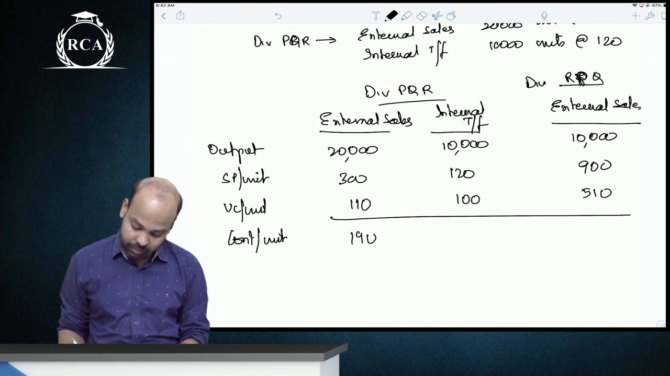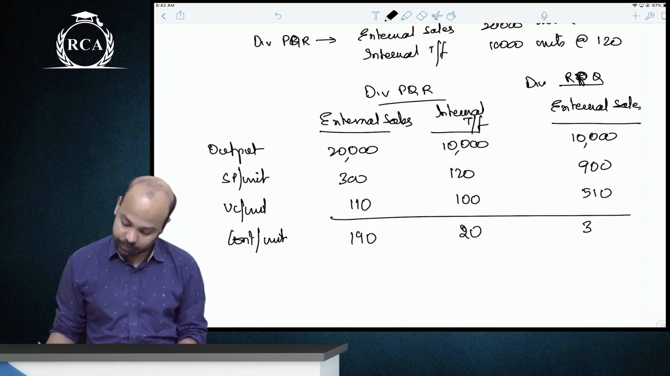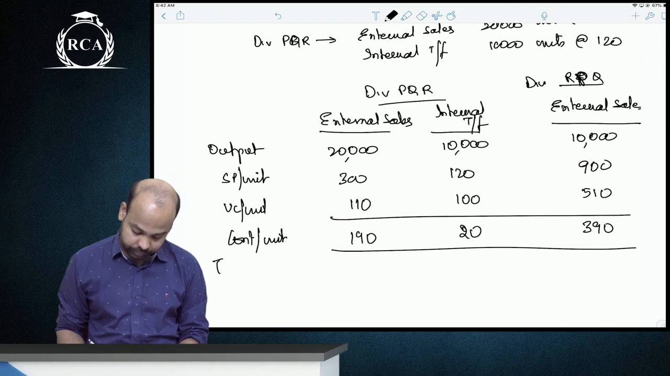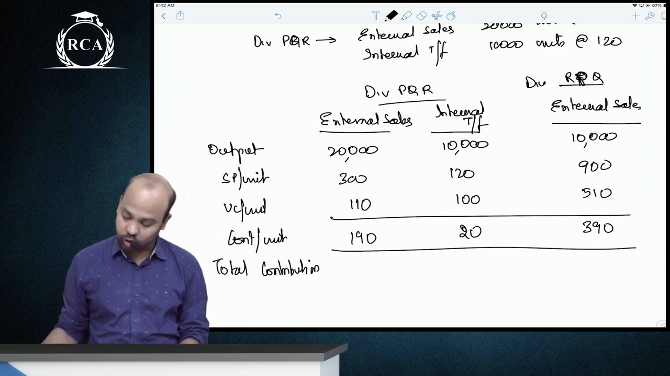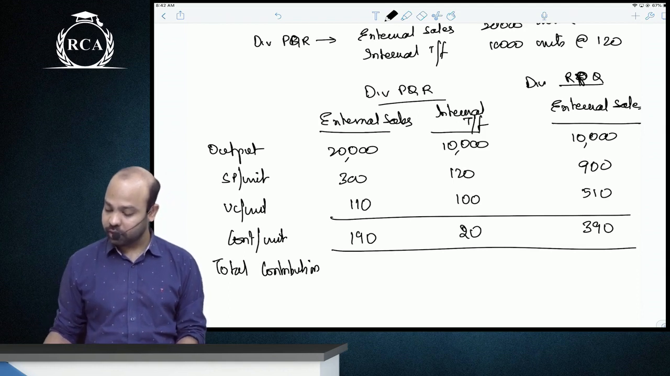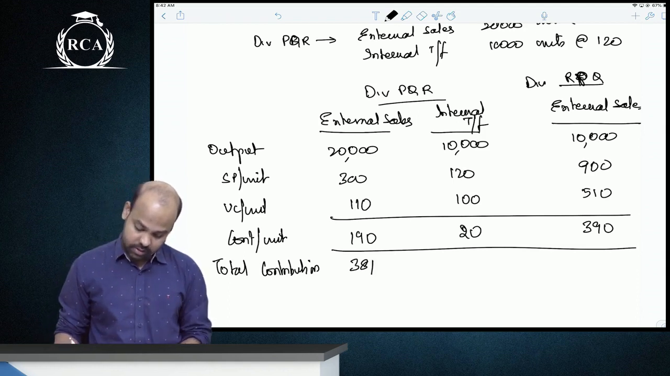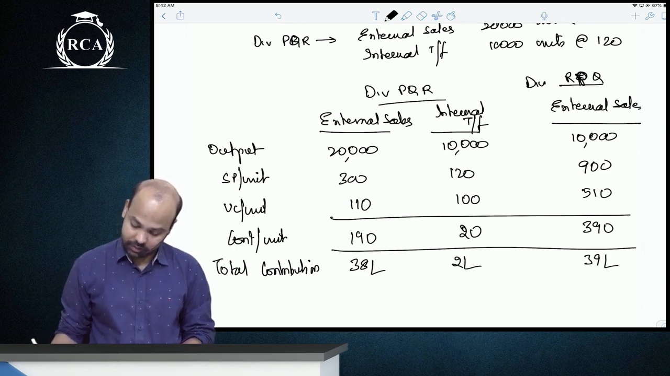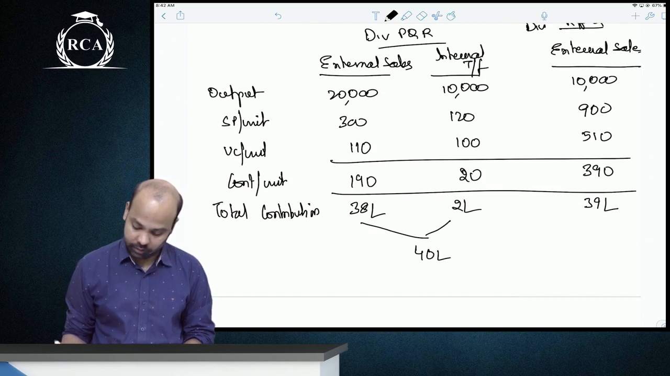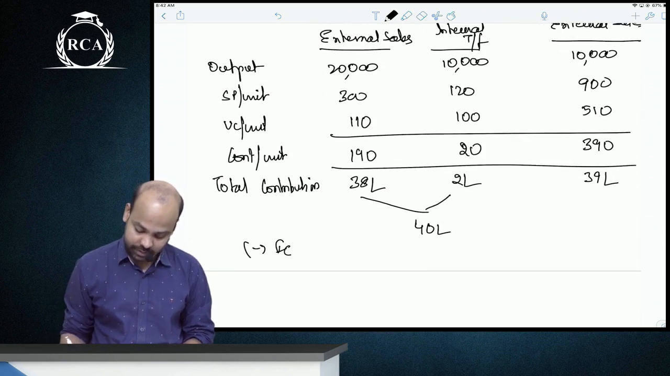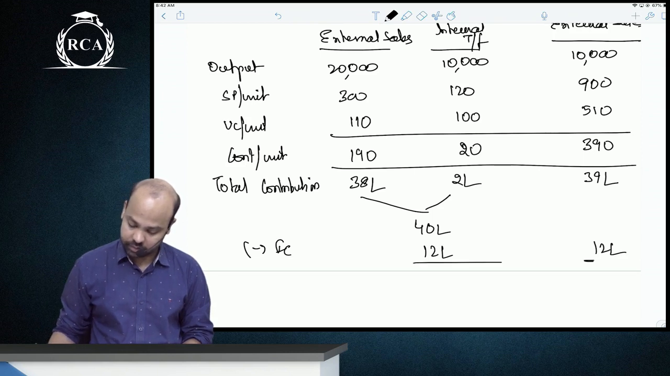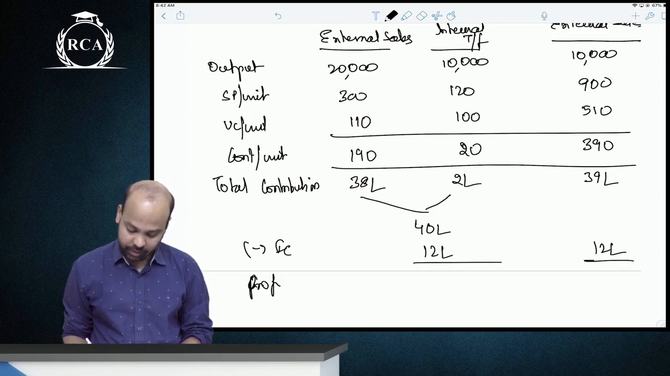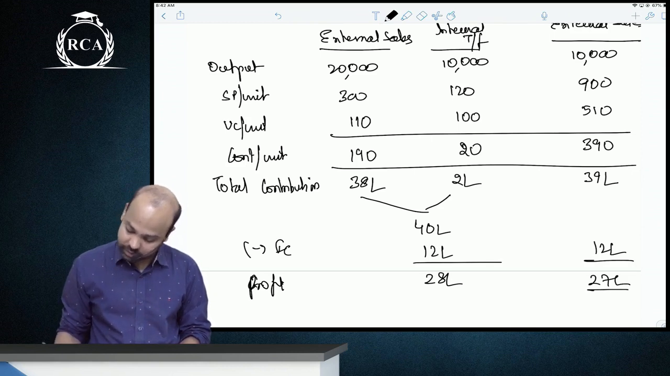Our contribution per unit is 190. 20. 390. Total contribution, guys, is 20,000 units into 190 beta, 38 lakhs. Here beta it is 2 lakhs and this is 39 lakhs. Total 40 lakhs. Fixed cost as such beta is 12 lakh rupees. The amount of profit beta that they're making is 28 lakhs and here beta this is 27 lakhs.